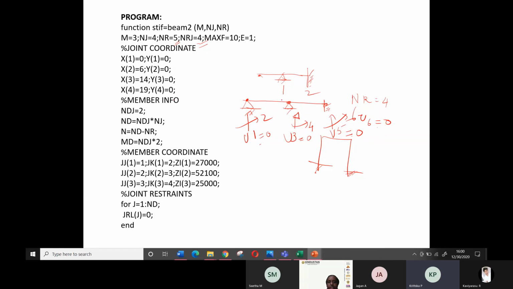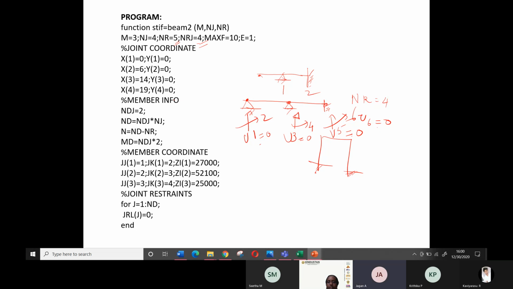Number of joints. Ethanai joints irukku? Indha problem eduthaa 1, 2, 3. Number of joints and number of restraint joints inga same-aa irukku, because there is no cantilever. Correcta? If it's a cantilever, then number of joints and number of restraint joints will be different. Am I correct?